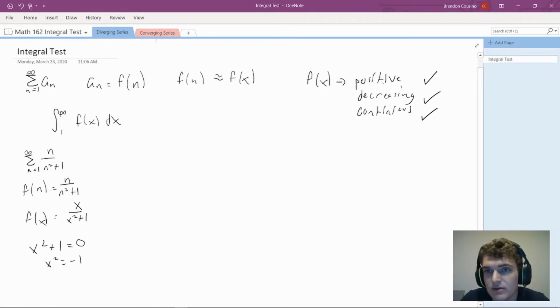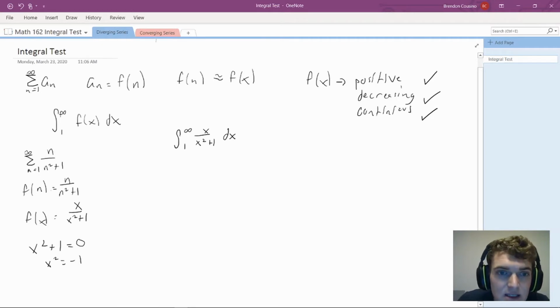So we've checked off all three of the stipulations that we need to do the integral test. Now we can actually go ahead and do it. Let's plug in our integral. This is going to be the integral from 1 to infinity of f of x, which is x over x squared plus 1 dx.